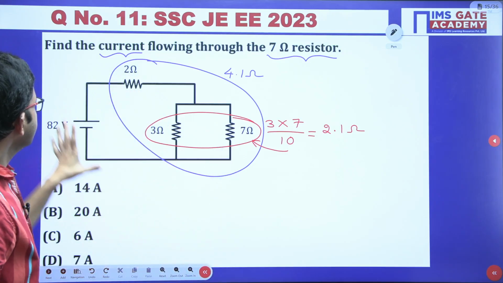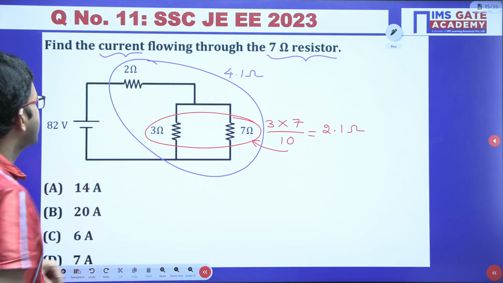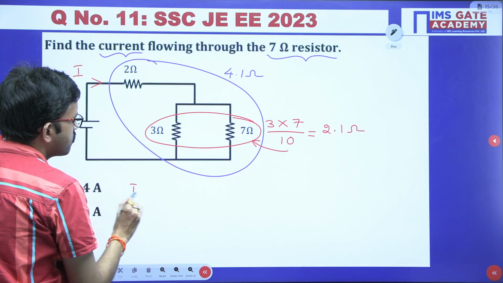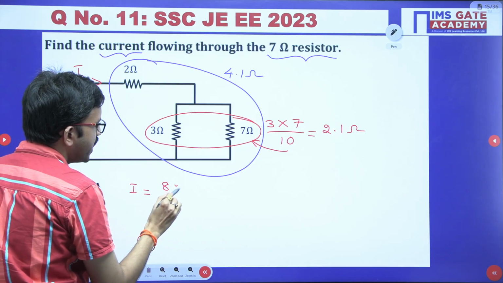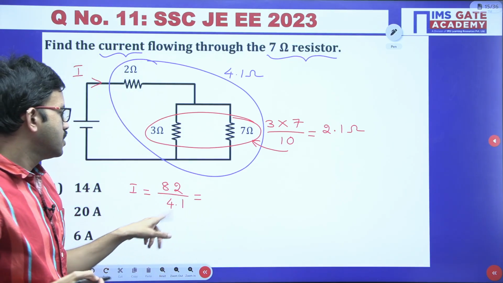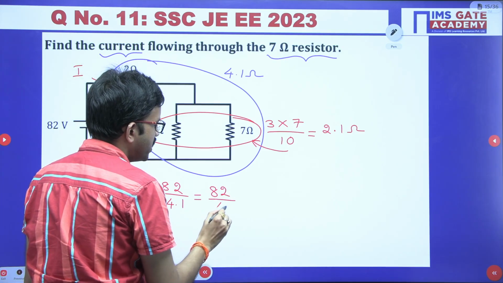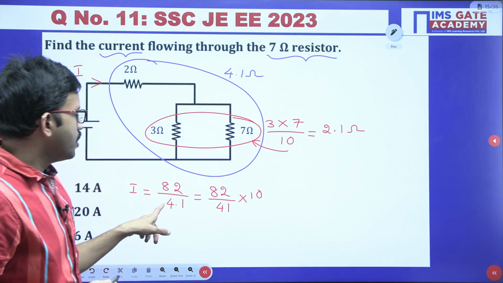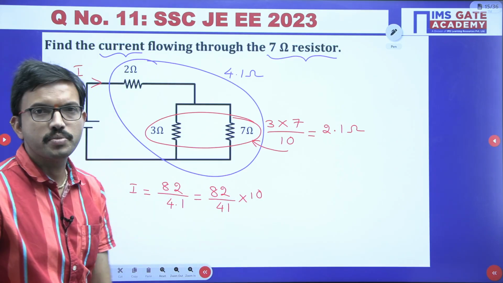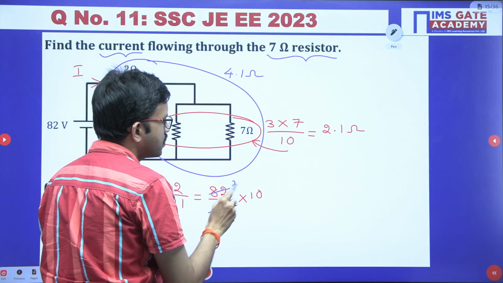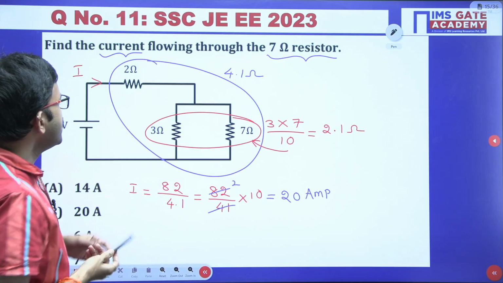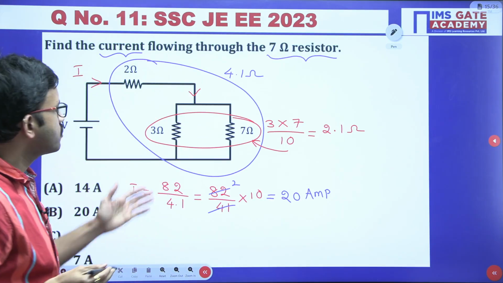Now you have one supply and one single resistor. Now you can use Ohm's law. With the help of Ohm's law, we can calculate the current. So the current I equals the supply voltage 82 divided by the equivalent resistance you got just now, 4.1. To make the calculation simpler, the denominator has 0.1, so this 4.1 we can write as 41 by 10. The 10 goes to the numerator. So 41 twos are 82, 2 into 10, that is nothing but 20 amperes. That 20 amperes is coming up to here.